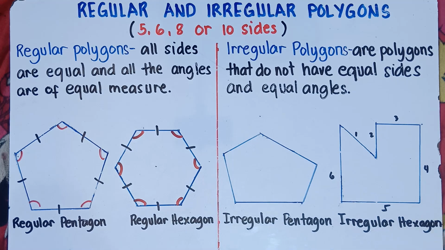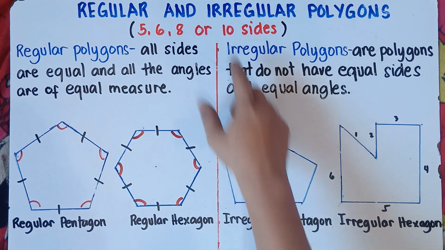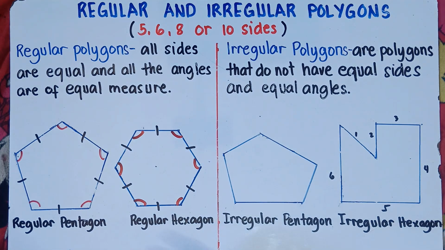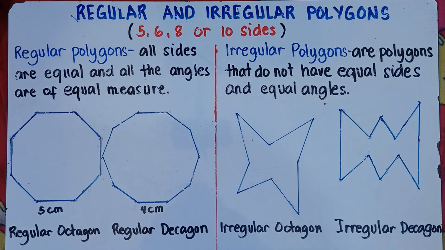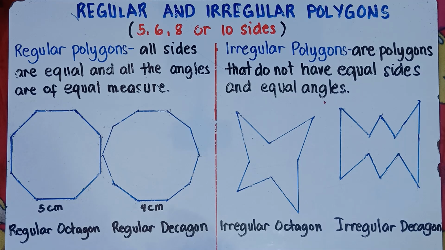So let's have another example, class: 8 and 10 sides, the octagon and the decagon. Let's proceed now to the 8 sides and 10 sides. Once again, class, a polygon with 8 sides, we call an octagon. A polygon with 10 sides, we call a decagon.